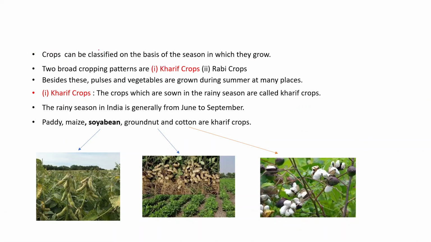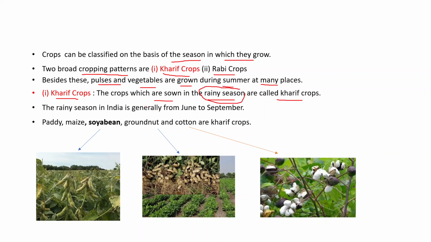Crops can be classified on the basis of the season in which they grow. Two broad cropping patterns are Kharif crops and Rabi crops. Besides these, pulses and vegetables are grown during summer at many places. Now, what are Kharif crops? The crops which are sown in rainy seasons are called Kharif crops. Is it clear? In rainy season.